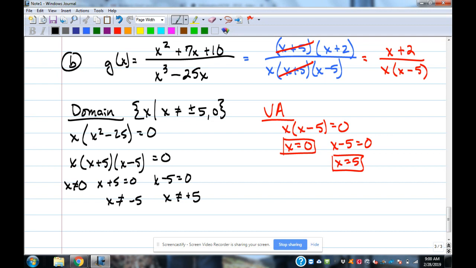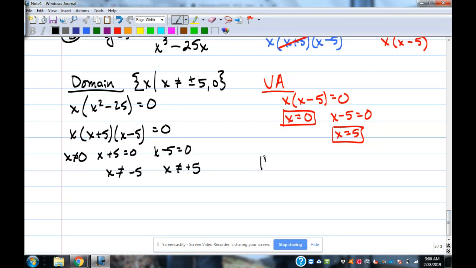Okay, that's what I want you to catch out of that. So horizontal asymptote at y equals 0. So what does that tell us about obliques? We don't have any.